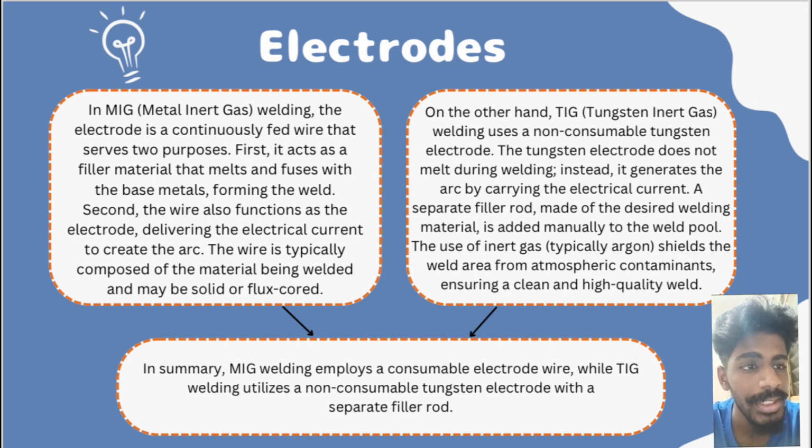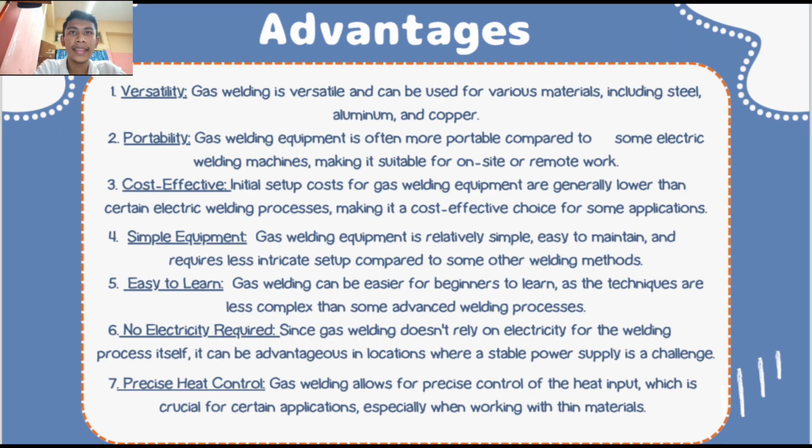The use of inert gas, typically argon, shields the weld area from atmospheric contaminants, ensuring a clean and high quality weld. In summary, MIG welding employs a consumable electrode wire, while TIG welding utilizes a non-consumable tungsten electrode with a separate filler rod. Next, advantages.